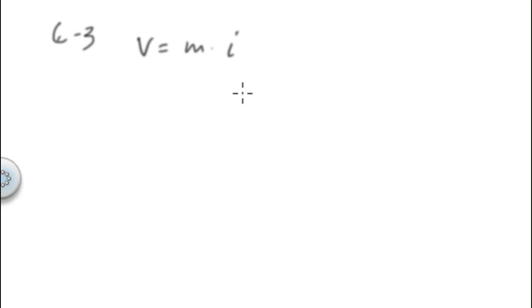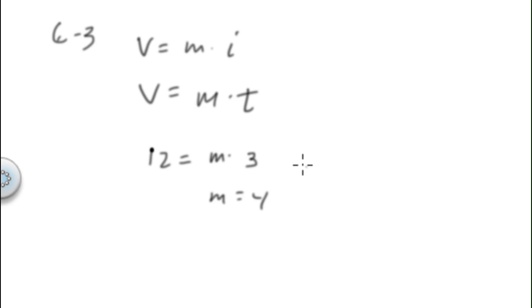Or in this case, V equals M times T. So it's a ratio, and if you put in 12 equals M times 3, you get M equals 4. So our slope is 4 for that first one.